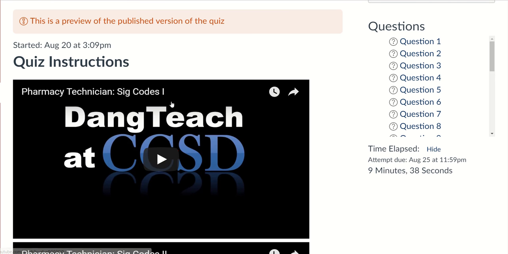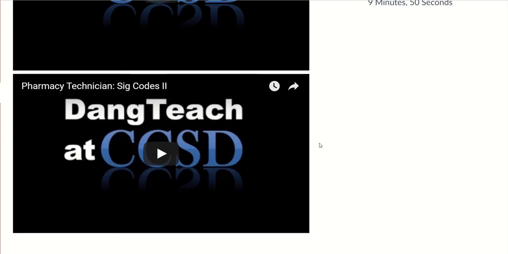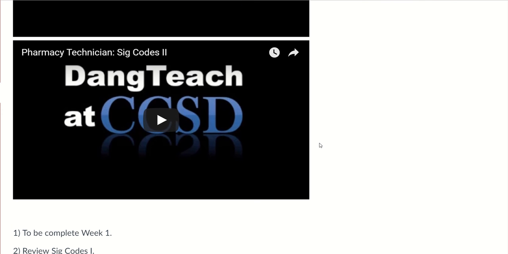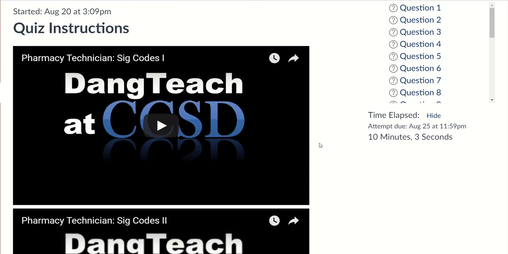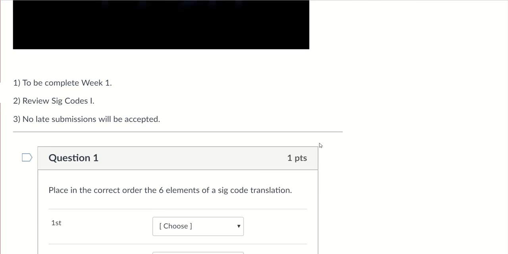This first one will cover the first 4 elements of a SIG code, which is the verb, number, dosage form, and route. And then in SIG codes 2, they'll cover the last 2, which is going to be frequency of administration and any additional information. So go ahead and take a moment to view those 2 videos and pause this video and come back.